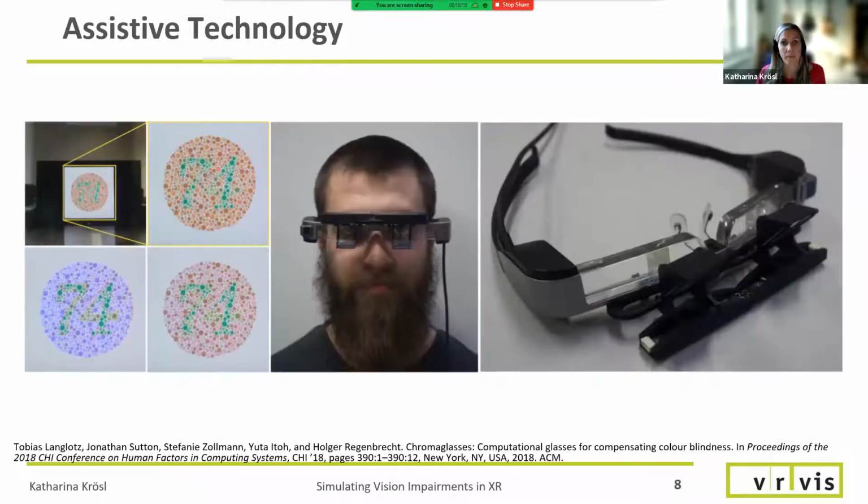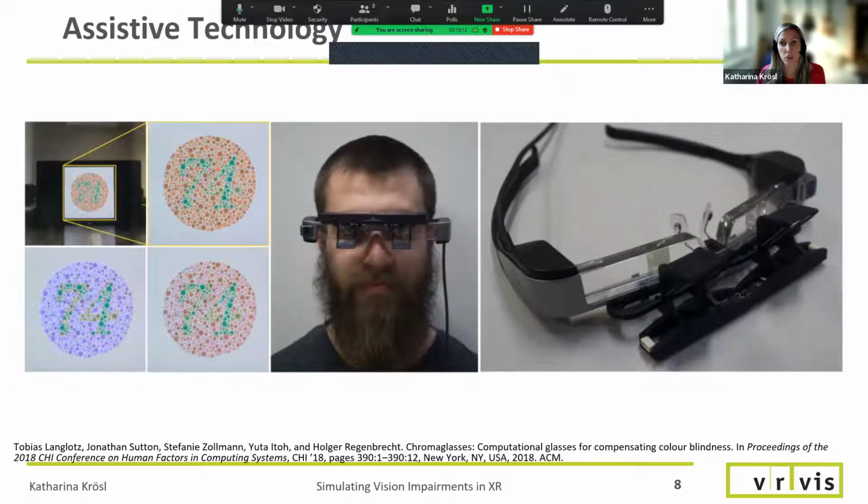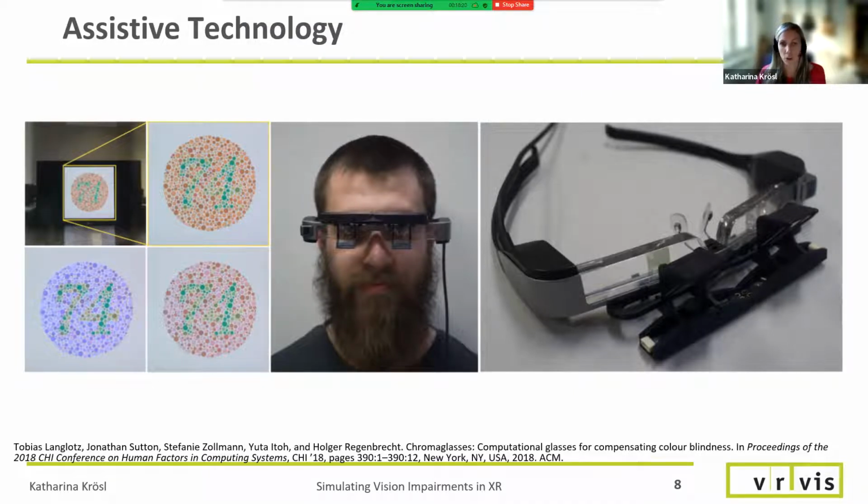And some even developed their own AR devices to compensate for vision impairments. Like this example, called chroma glasses, presented by Langlotz and colleagues, which tries to enhance the vision of a person with color vision deficiency so that they have an easier way to distinguish colors that they, with their deficiency, have a problem telling apart.